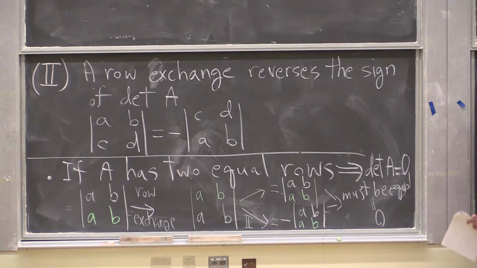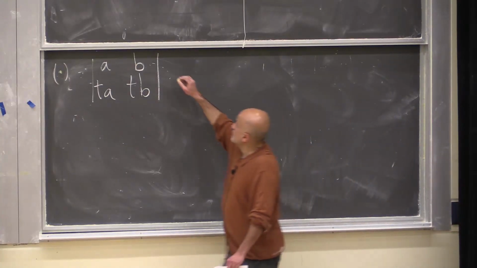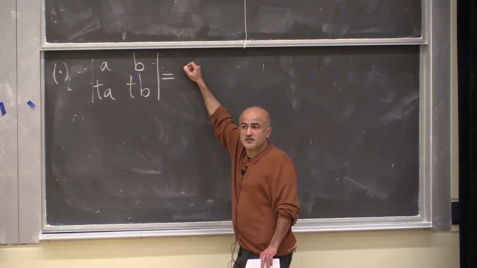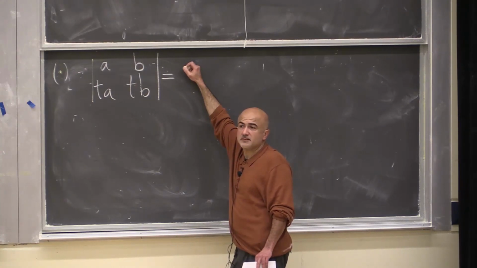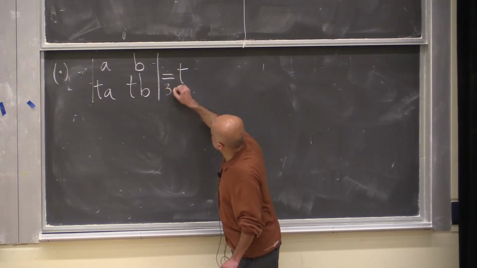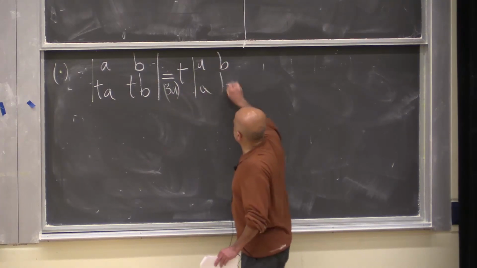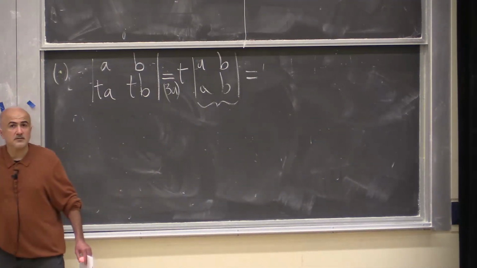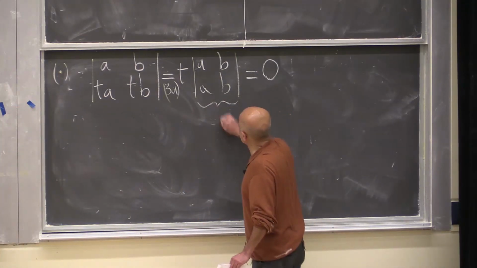Okay, let's go to the next property. So if I have a matrix where one row is a scalar multiple of the other row, so one row is AB, the other row is simply T times that row, then what should this determinant be? What do I do with the T? Take it out. By what property? Give me the number. 3A. By 3A, this is T times the determinant of AB, AB. And then this is equal to 0 because of what we just showed, by the previous property.